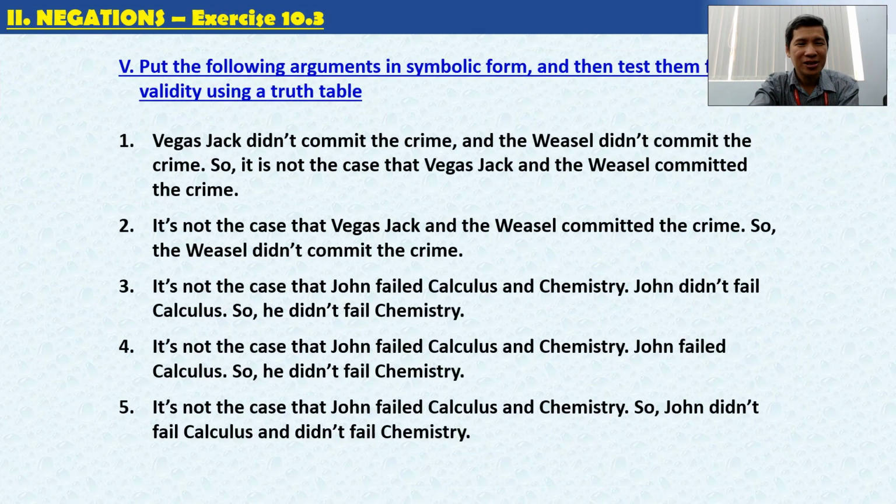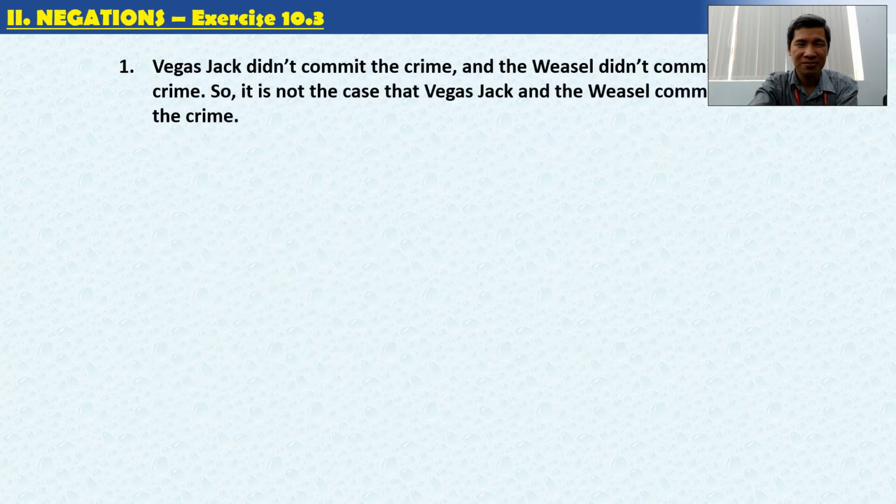Okay, now let's move on to this very quick review. Now we have here 5 arguments. You put the arguments in the symbolic form, and then you test validity using the truth table. Now let's go to each of them. Number 1, so Vigo's Jack didn't commit the crime, and Weasel didn't commit the crime. So it's not the case that Vigo's Jack and Weasel commit the crime.